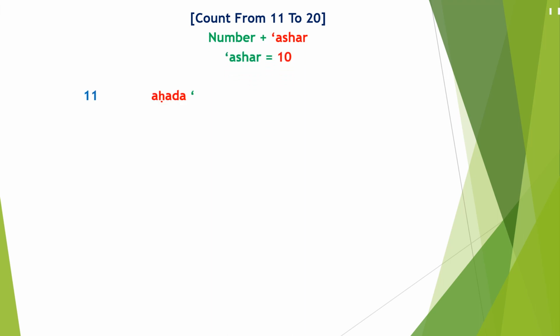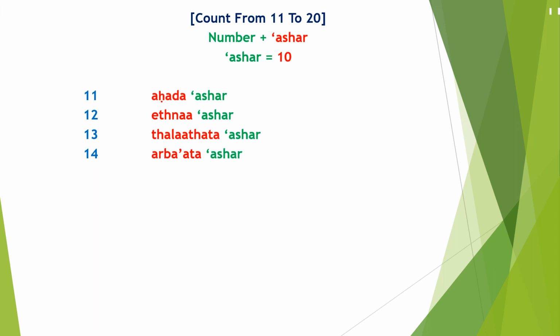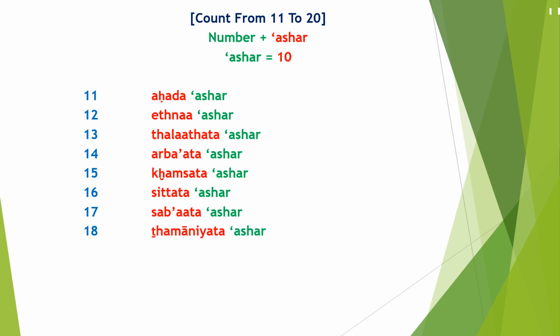So 11 أحد عشر, 12 اثنا عشر, 13 ثلاثة عشر, 14 أربعة عشر, 15 خمسة عشر, 16 ستة عشر, 17 سبعة عشر, 18 ثمانية عشر, 19 تسعة عشر, 20 عشرون. You see, it's very easy.